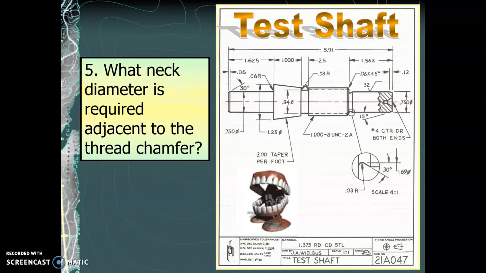What neck diameter is required adjacent to the thread chamfer? Okay, so in this drawing, threads are shown using the simplified method. These dashed lines here are indicating where there are threads, and the end of the threaded portion is chamfered, and beside that we have the neck. So first thing to do is just identify what is the neck and where is it. There it is. And then we want to know the diameter. That's actually shown here in the partially enlarged view. 0.69 diameter. It's telling us what that diameter is at the neck.